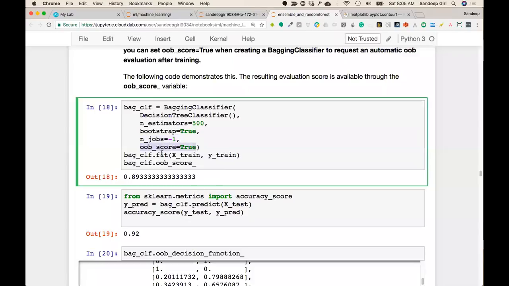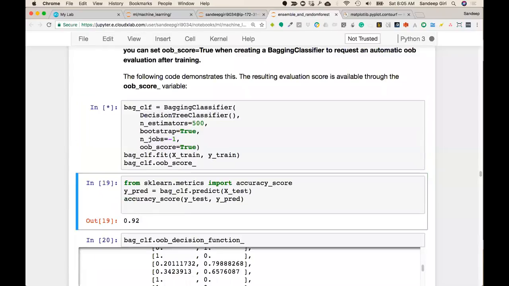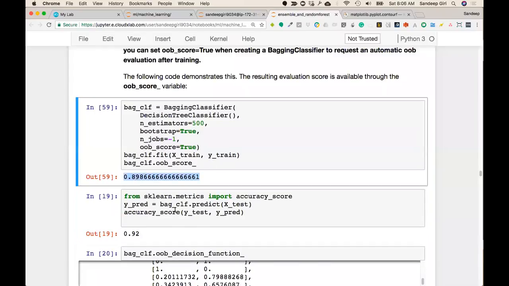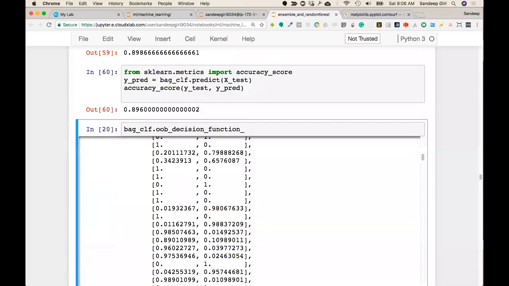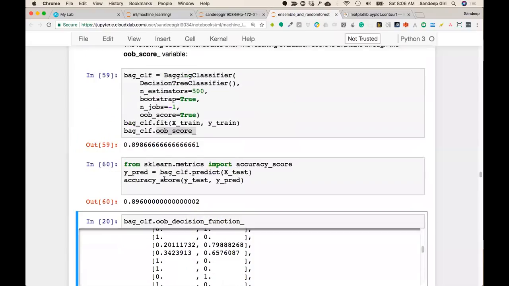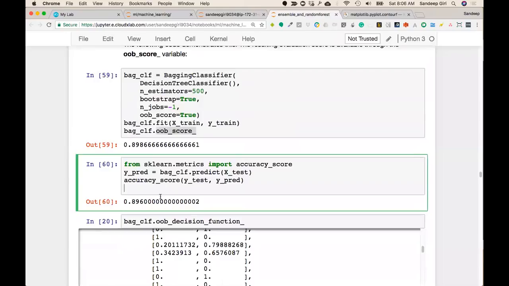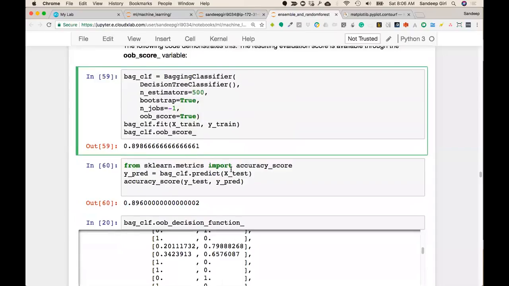So basically, this OOB score equals true will evaluate these decision trees on the out-of-bag instances, meaning those instances which were not picked up by any tree. Okay, so you can see that the bagging classifier's OOB score is 0.89, while the bagging classifier's score on the total data is 0.89. Okay, so that's the important part.